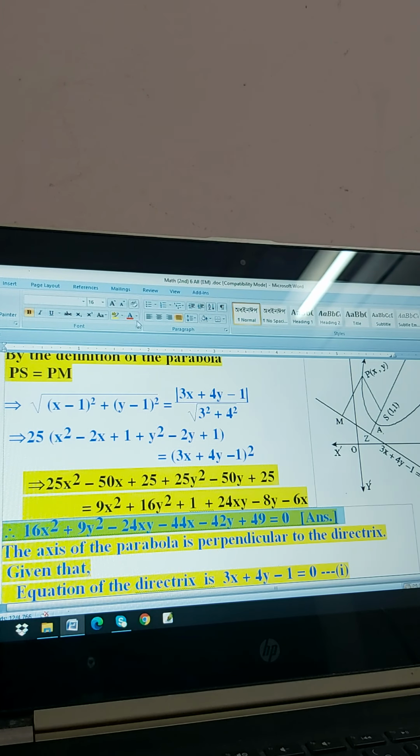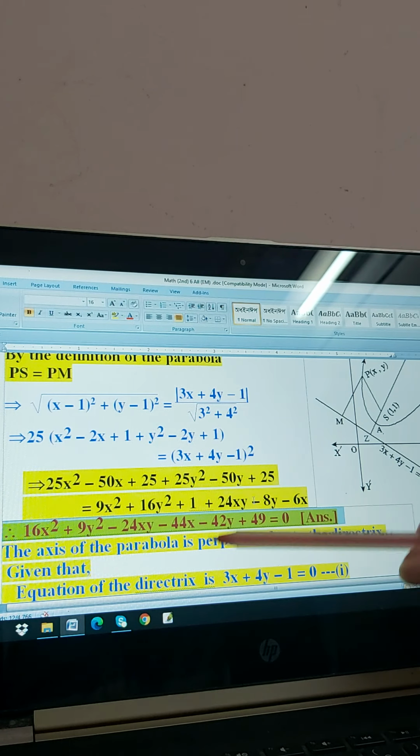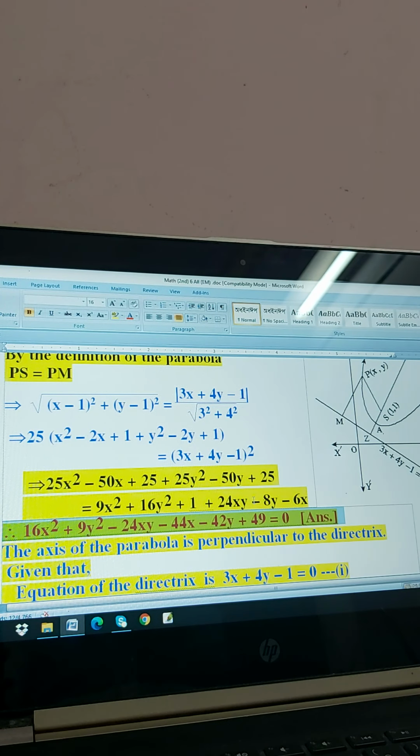We have already found out the required equation of the parabola. After the calculation, it is seen that 16x square plus 9y square minus 24xy minus 44x minus 42y plus 49 equal to 0. This is the required equation of the parabola, which is a very important topic.